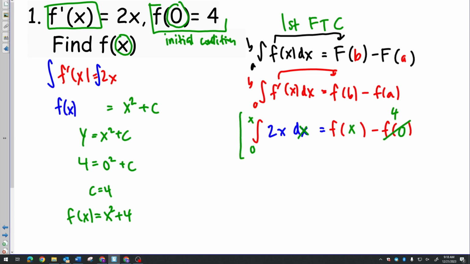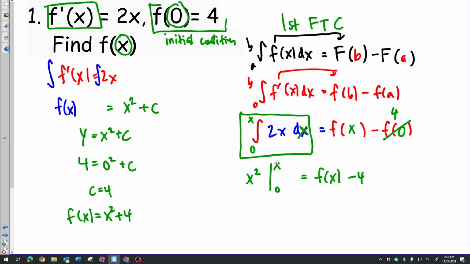And so I can actually find this integral here by using the first fundamental theorem of calculus, right? Solving for an integral: the integral of 2x is x squared, plus c. But since this has definite integrals, I would erase the plus c and put a bar, okay? And this would be f of x minus 4.